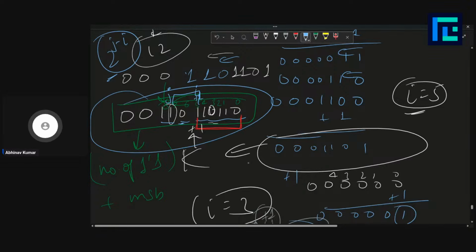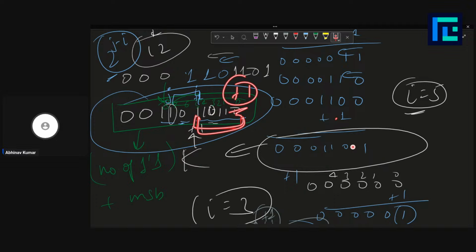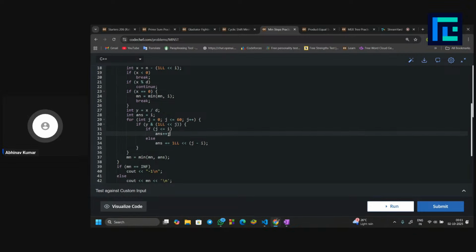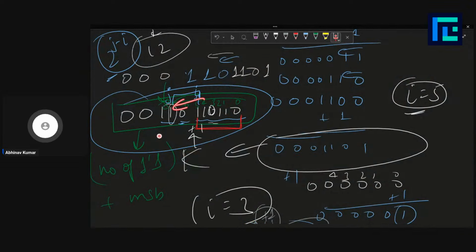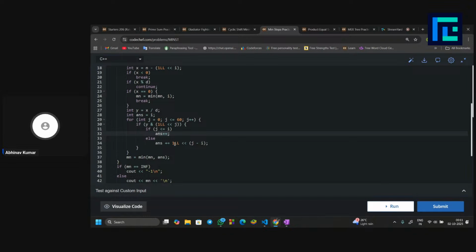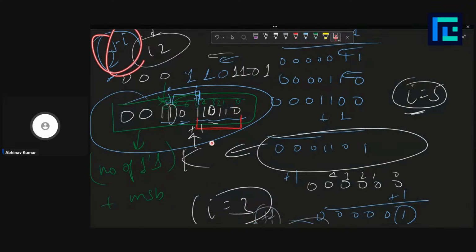So I'll iterate through all the positions from 0 to 60. I'll iterate through all the bits of y. Starting from j equal to 0 to 60, if y left shift j, that is, if the jth bit of y is set, whichever bit is set would contribute something to the answer. If this jth bit is less than or equal to I, that means we are in the first I bits, then it would add +1 to the answer. So if j is less than or equal to I, answer plus plus. Otherwise, if j is greater than I, then answer plus equal to 2 to the power j minus I.